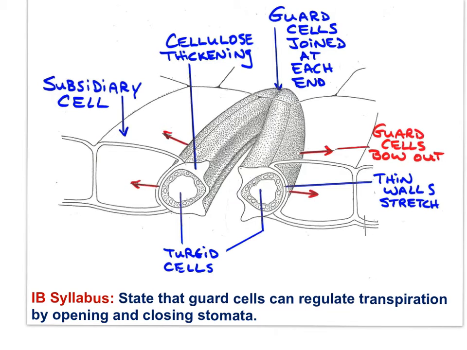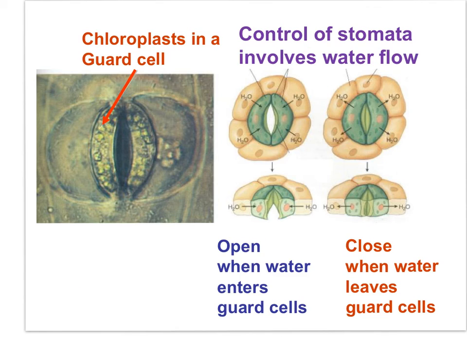This image nicely shows the guard cells that surround the stoma. When full of water, they bow out, opening the stoma. When water has left the guard cell, the cell is flaccid and the stoma closes. Here's a micrograph of an open stoma. On the left, the guard cells are clearly visible. On the right, when water enters the guard cells, they become turgid, bowing out, and the stoma opens. When water leaves the guard cells, they become flaccid and the stoma closes.